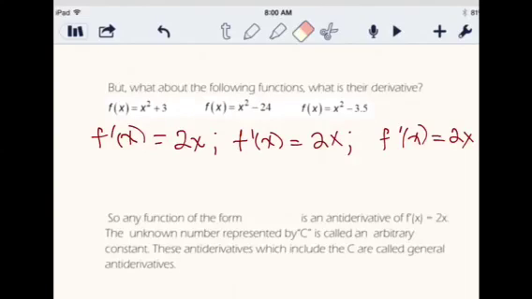If I start off with the derivative being 2x, and I want you to tell me what function it came from, well, it could have come from x squared plus 3. The same derivative could have come from x squared minus 24. The same derivative could have come from x squared minus 3.5. It could have come from any of them.